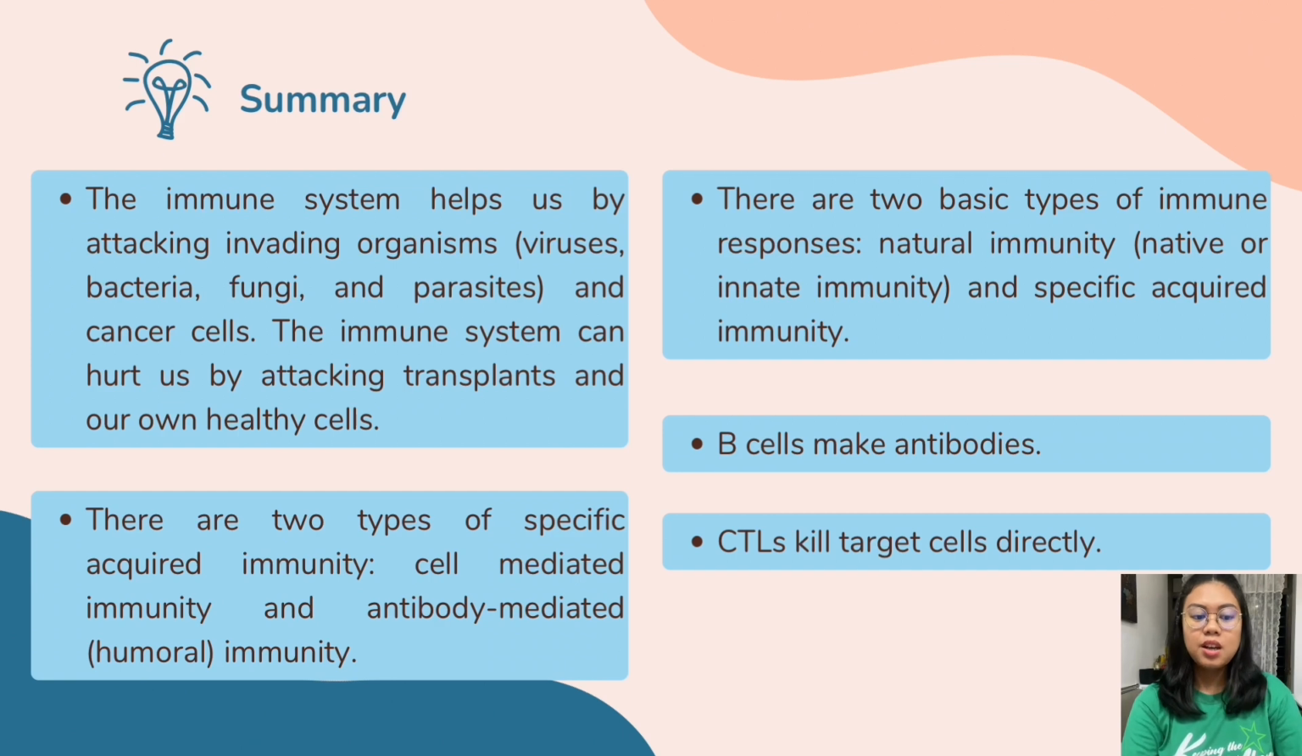So, in summary of this review of the immune system, the immune system helps us by attacking invading organisms, or the viruses, bacteria, fungi, and parasites, and cancer cells. The immune system can hurt us by attacking transplants and our own healthy cells. There are two types of specific acquired immunity: the cell-mediated immunity and the antibody-mediated immunity. And there are also two basic types of immune responses: the natural immunity and the specific acquired immunity. Again, B cells make antibodies and the CTLs kill target cells directly.